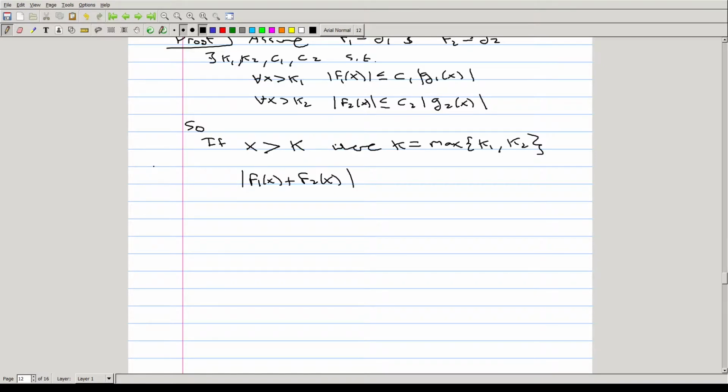Specifically, we need to find a c such that the absolute value of f1 plus f2 of x is less than or equal to c times the absolute value of g. This is what we're trying to do.